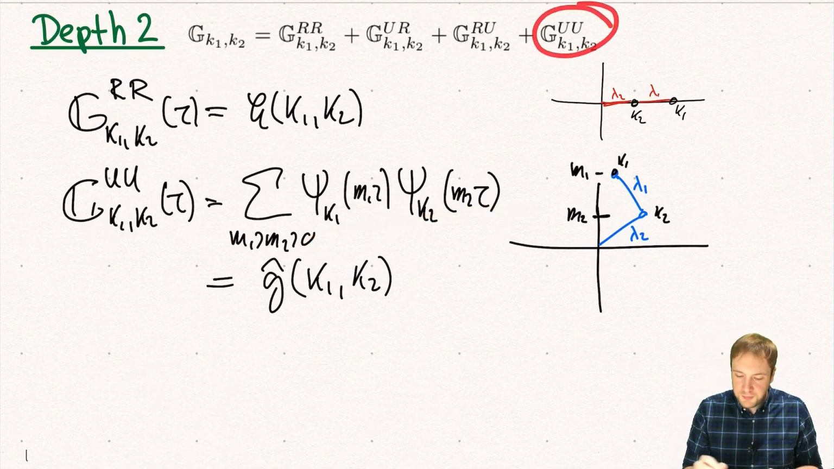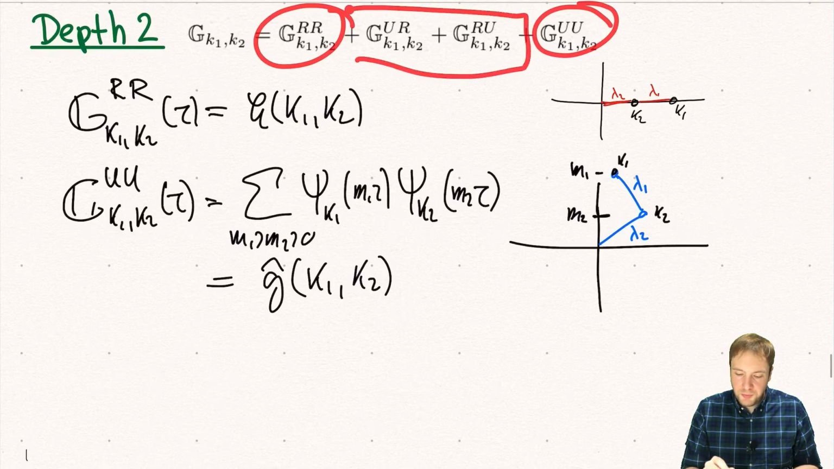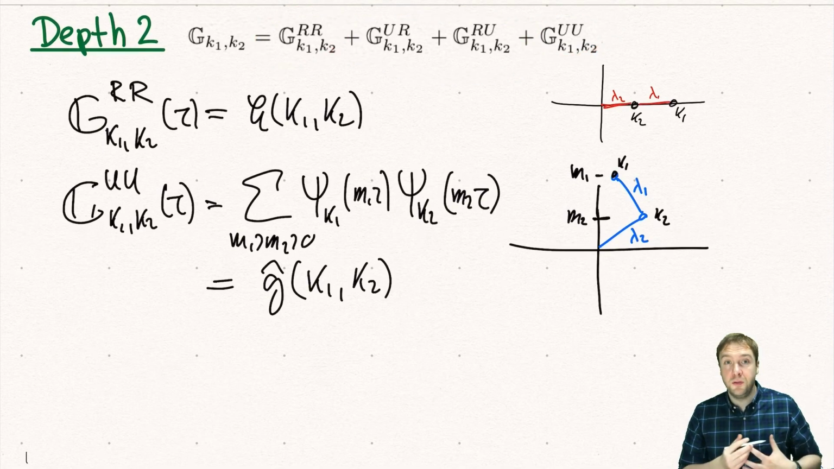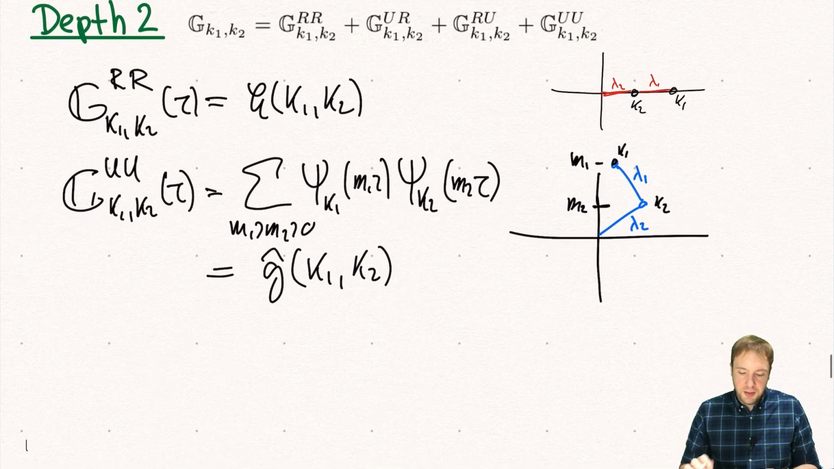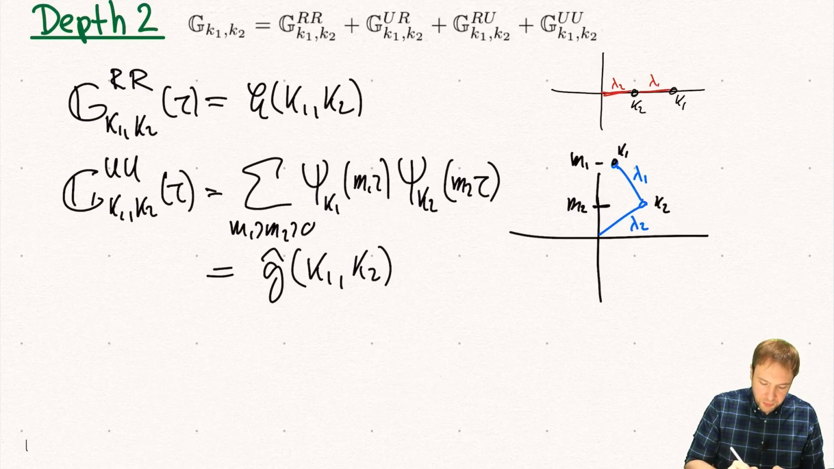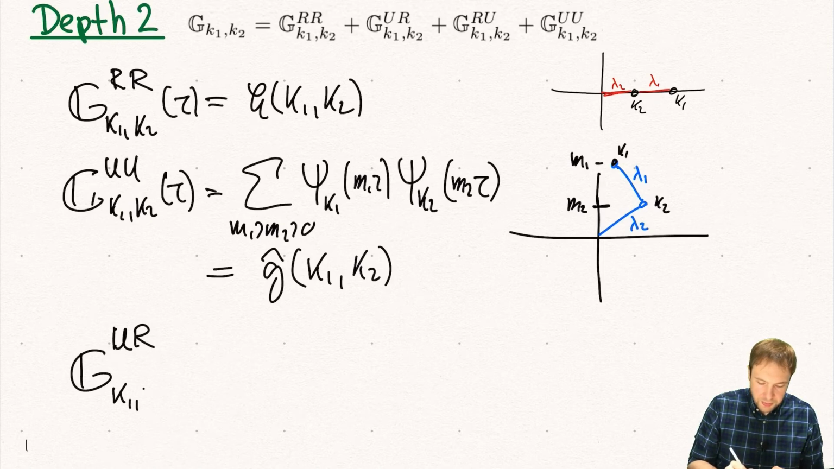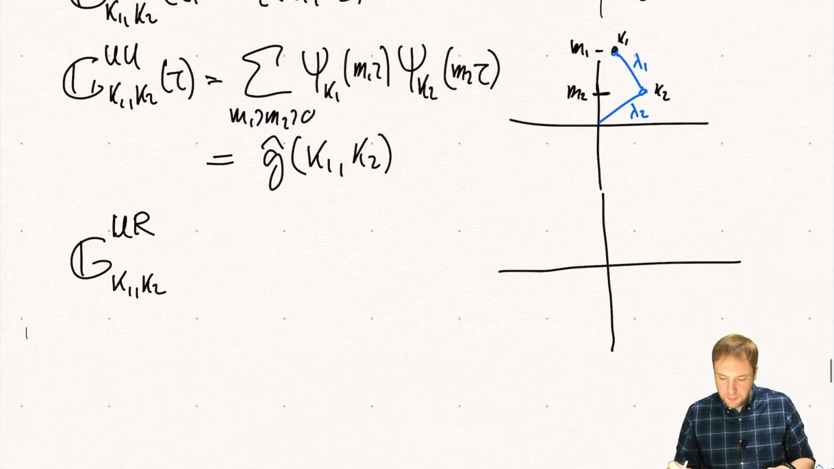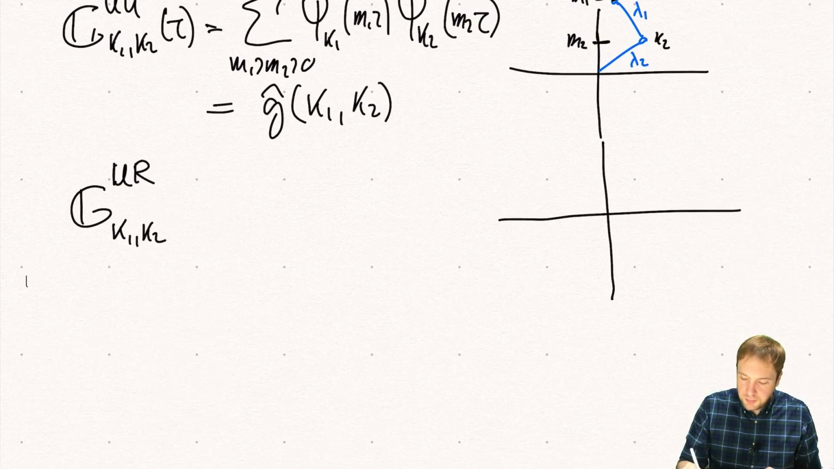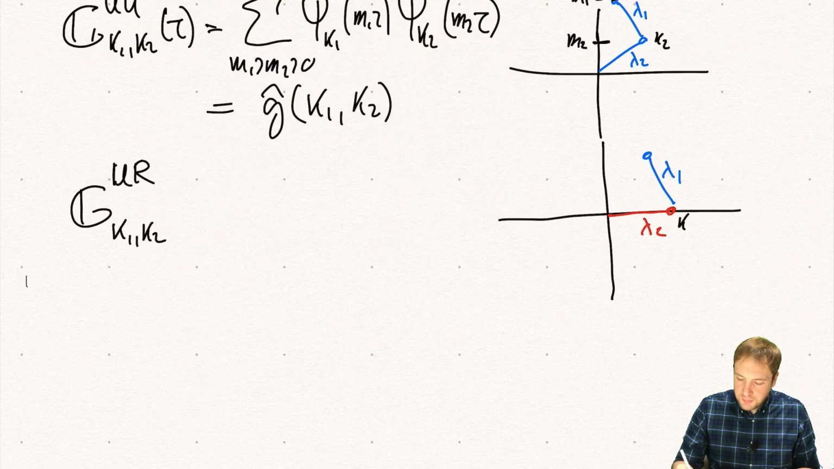Okay, so now we have this term and this term. Now we come to these terms, so the new terms where we have a mix of u and r. But this term here, if I have a word ending in r, then this is also easy, because what is g u r, k1, k2? Well, in this case, lambda 2 is in r. So here I have lambda 2. And then lambda 1 is in u. For example, this one here. And here is k2 and this is k1.